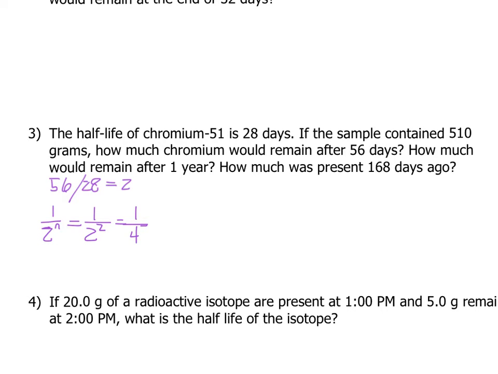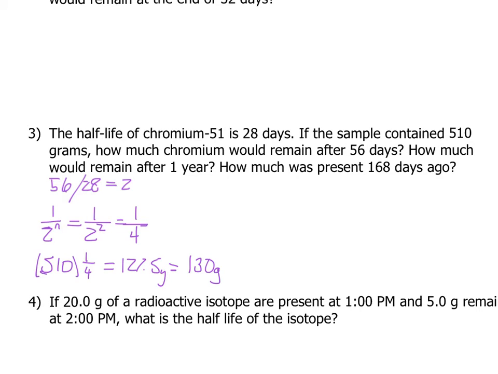To figure out what this is, we're going to multiply 1/4, or 1 over 4, times the 510 grams we had originally. This comes out to 127.5 grams, and then if we go with sig figs, 130 grams will be left after 56 days. The next question is, how much would remain after 1 year?